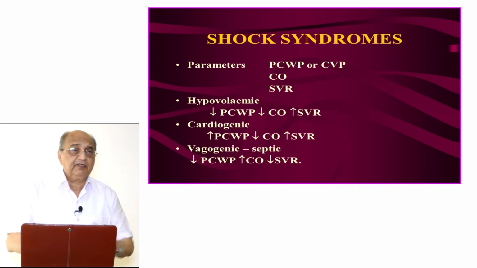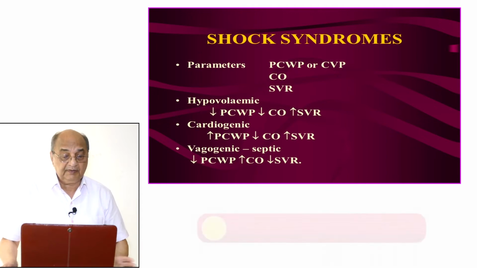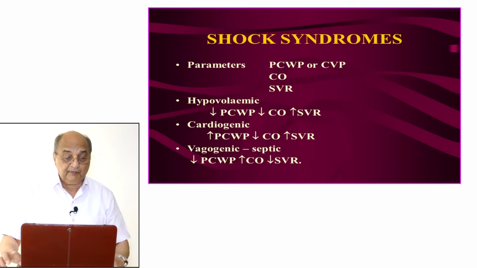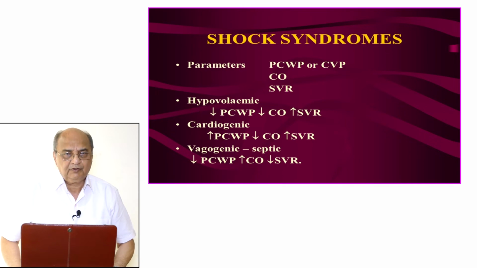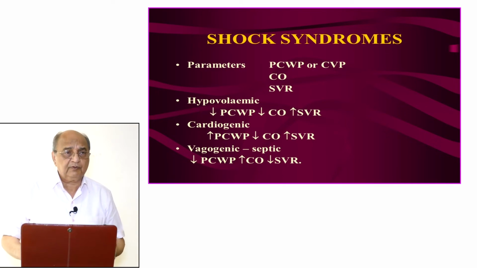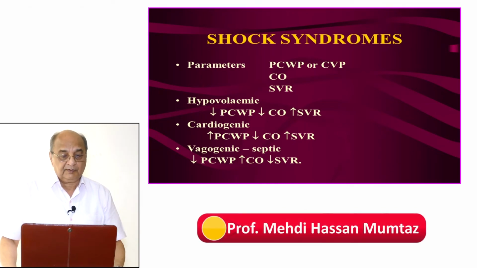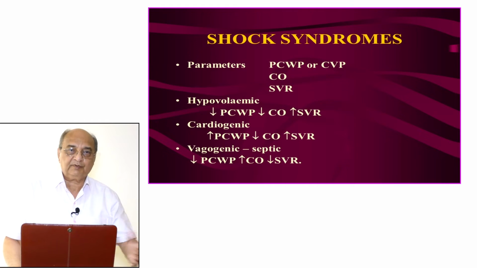Now there are a few shock syndromes we have to deal with. The parameters which we look at are the pulmonary capillary wedge pressure or CVP, cardiac output, and systemic vascular resistance. If the person is hypovolemic, the pulmonary capillary wedge pressure will be low, cardiac output will be low, and systemic vascular resistance will be increased. As a medical officer, you should be able to differentiate what sort of problem this patient has. If it is a cardiogenic syndrome, then pulmonary capillary wedge pressure will be increased, cardiac output will be decreased, and SVR will be increased.